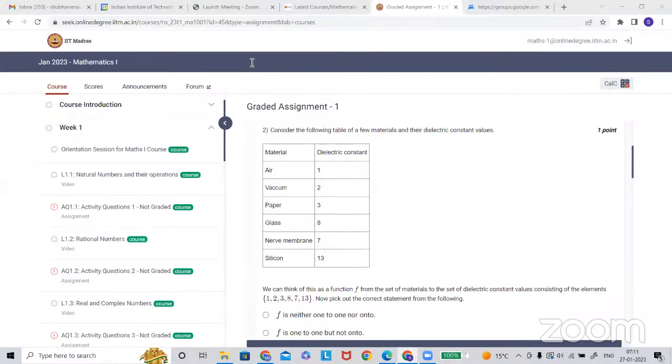Okay. Next, you can remove your hand, Jacob. Okay, yes, Sanchit. So activity 1.3, question number 1.